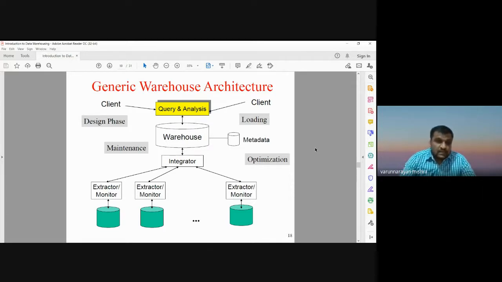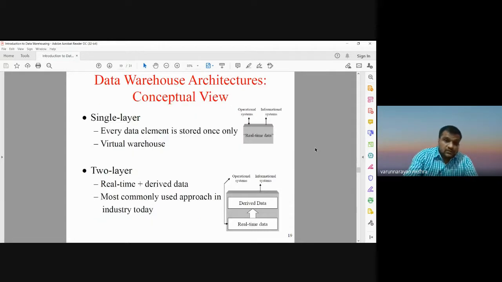And the information stored at the warehouse may be used for query and analysis by different clients as per their requirement. So this is the simplest architecture of a generic warehouse, how it looks and how different kinds of data sources and processes are involved in the architecture of the warehouse.